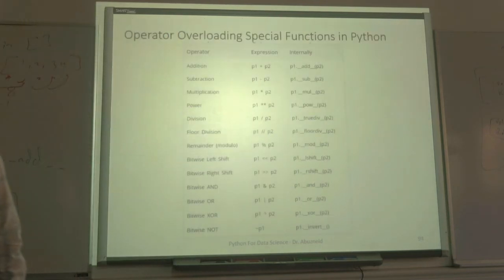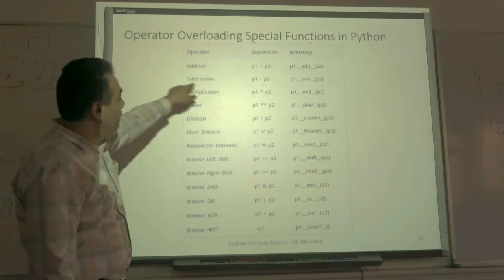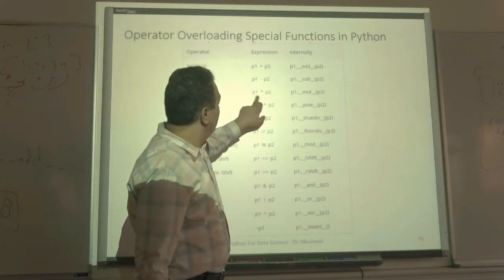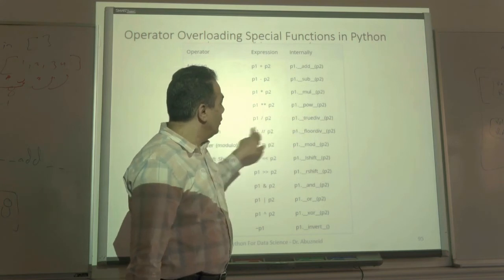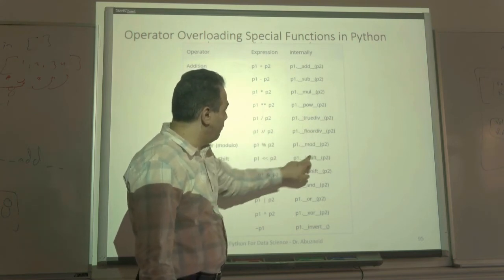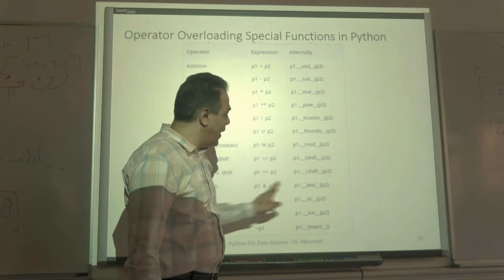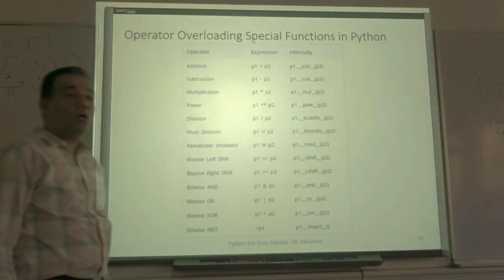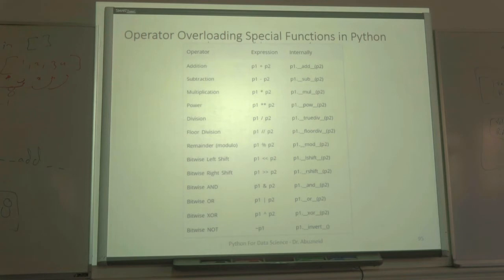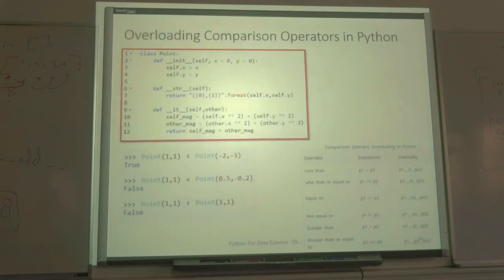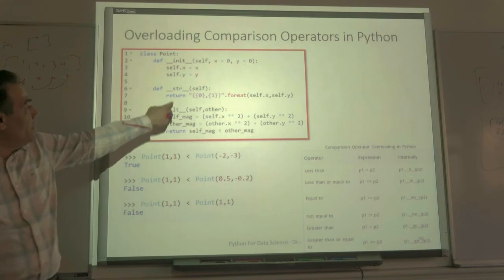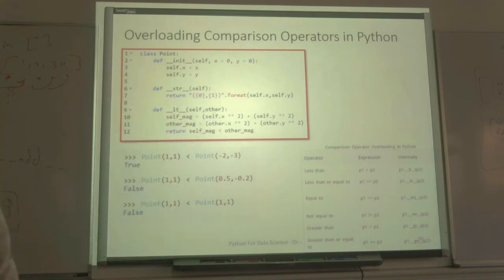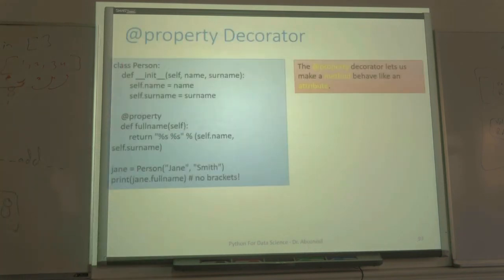You see in here, for example, add, sub, mul, power, floor, mod, left shift, right shift, and all of these you could override according to your logic. Very simple. Overloading comparison operators in Python. This is also what I'm doing in here, overriding less than. Take a look. Less than, property. I just explained property very well, so I don't want to go through it.